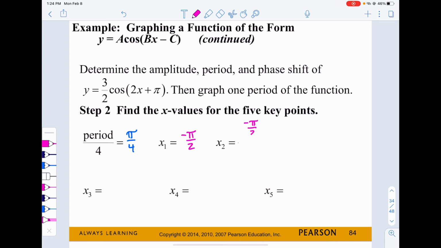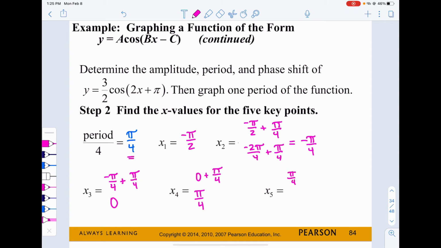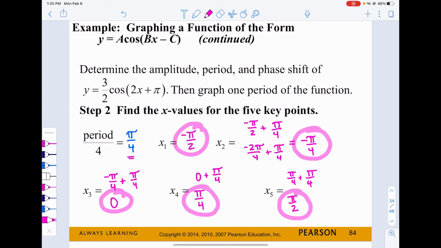So if we have a negative pi over 2 and we add in a pi over 4, that means we'd have a negative 2 pi over 4 added with pi over 4. We're going to end up with an x2 value of a negative pi over 4. Now, if I take a negative pi over 4 and add in my change, pi over 4, that's going to take us to 0. And if I start at 0 and add a pi over 4, that's going to give us pi over 4. And if I take pi over 4 and add pi over 4, that's 2 pi over 4, which is pi over 2. So now we have our 1, 2, 3, 4, 5 x values.